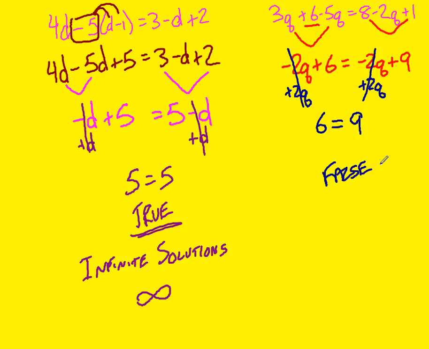Anytime I get a false statement like that, this means that there are no solutions. No matter what value I plug in for q, I will not get a possible answer that makes that equation true. Sometimes we put a little 0 with a line through it for does not exist. Sometimes we actually say does not exist, no solutions. Any one of those is proper, as long as you say no solutions, infinite solutions, does not exist, whatever way you choose.